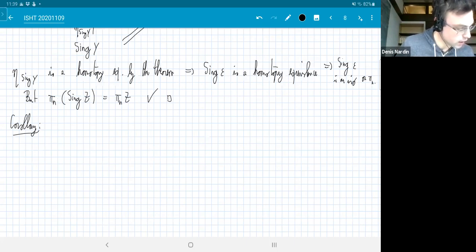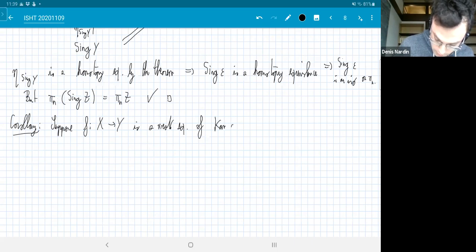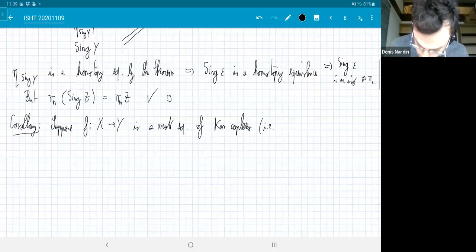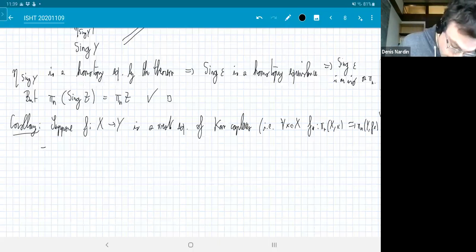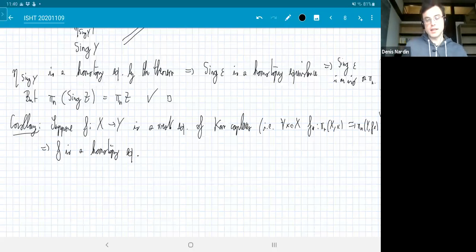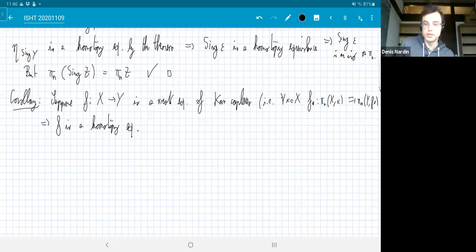But okay, the other corollary is: suppose f from x to y is a weak equivalence of Kan complexes, i.e., for every x in X, f lower star, pi n of (X, x) to pi n of (Y, f of x), is an iso. Then f is a homotopy equivalence. And this actually is something you could prove directly. It's not that hard. I think I could do it in 40 minutes. But I'm just going to deduce it from the Whitehead theorem that you did last semester, because it's going to be simpler.